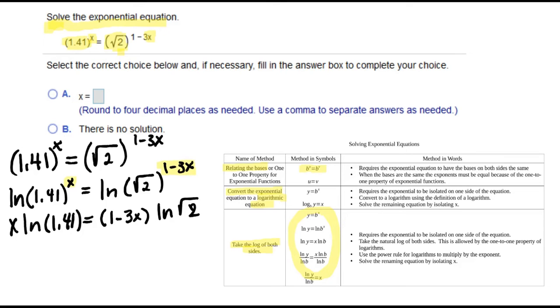So now on the right-hand side, I'm going to use a distributive property and distribute that natural log square root of 2 to each term inside the parentheses. That would give me natural log square root of 2, because 1 times natural log square root of 2 will be natural log square root of 2. And then minus 3x times natural log square root of 2. On the right, I'm just carrying that down.